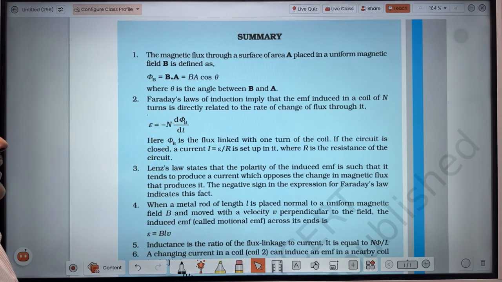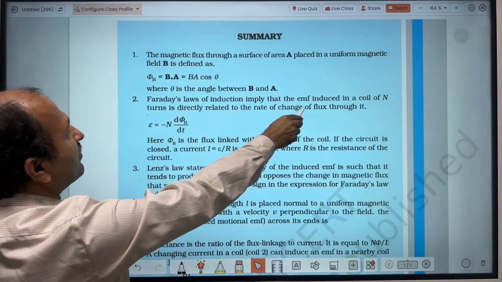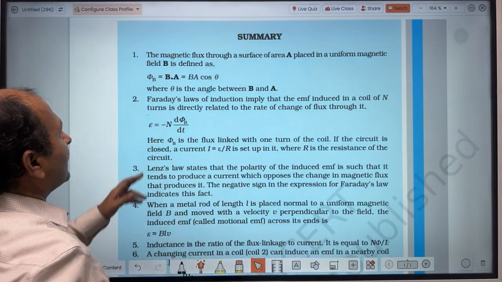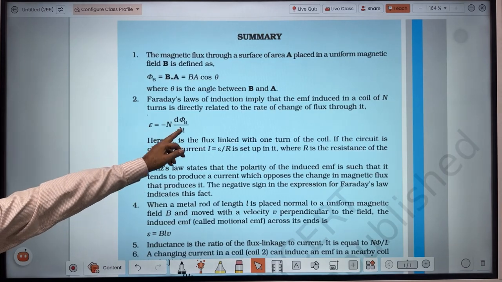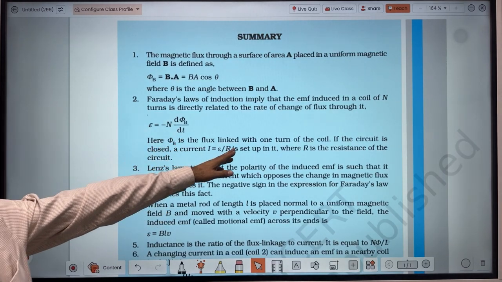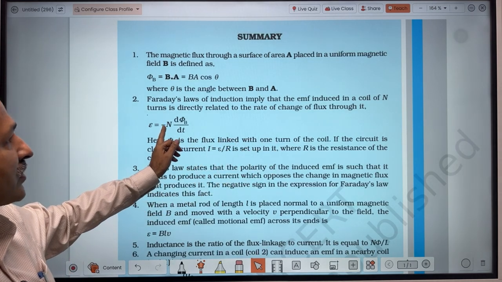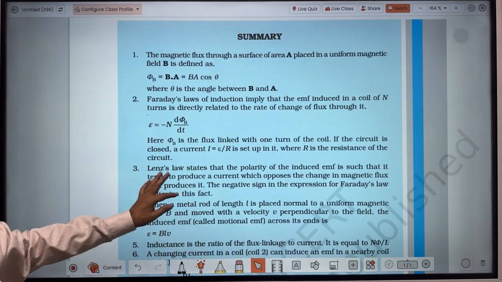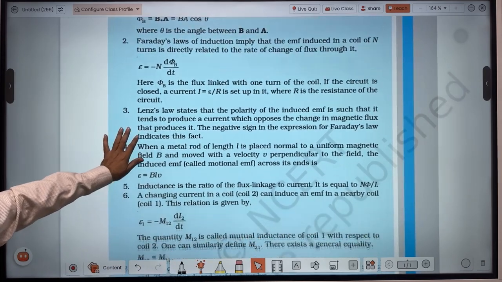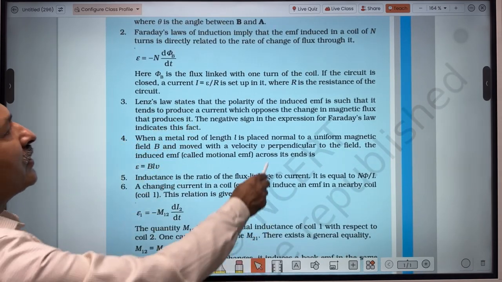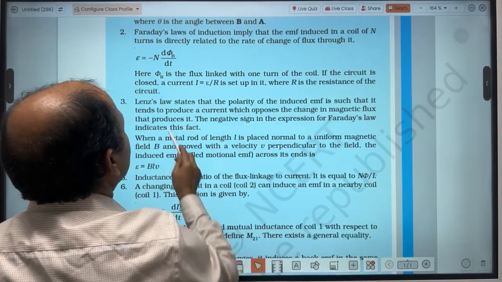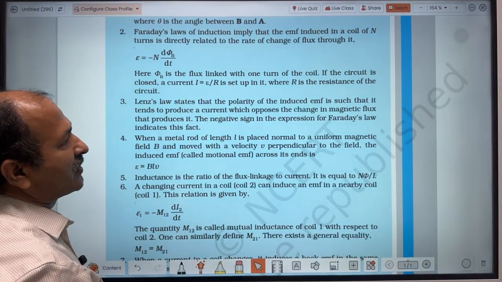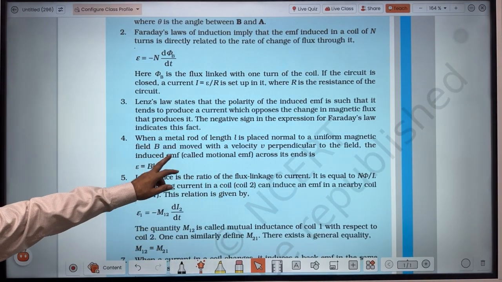Then comes Faraday's laws of induction. This implies that the EMF induced in a coil of n turns is directly related to the rate of change of flux, that is E is equal to minus n d phi B by dt, where phi B is the flux linked with 1 turn of the coil. That is why n is used, since n turns are there. The current I is E divided by R. Then comes Lenz's law. Lenz's law states that the polarity of the induced EMF is such that it tends to produce a current which opposes the change in magnetic flux that produces it. The negative sign in the expression for Faraday's law indicates this fact.